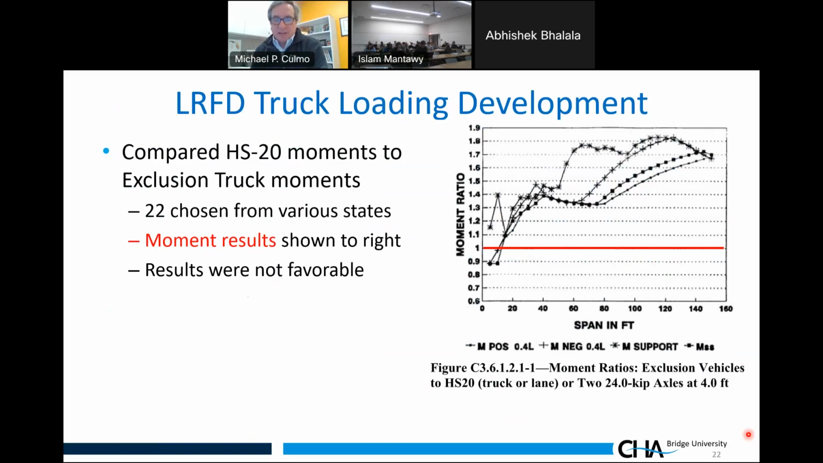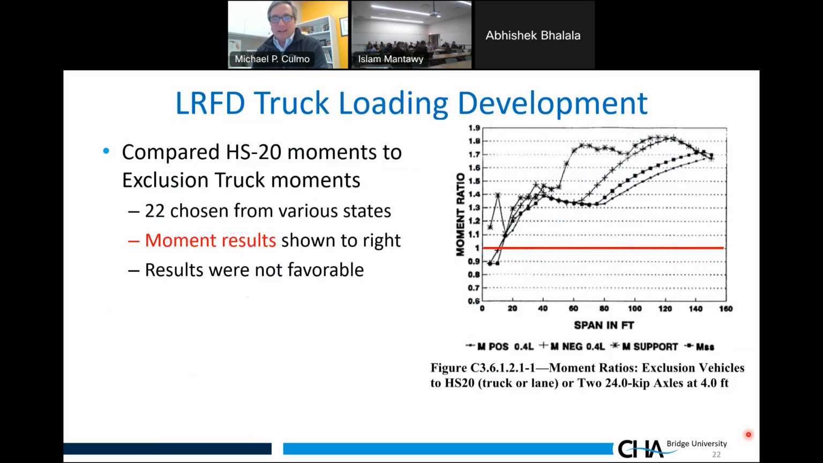And there's several plots here. There's M positive, which is the positive bending moment at 0.4L for a continuous girder. The next one is the negative bending moment at 0.4L. The next one is the bending moment at the support. And the last one is the bending moment for simple span bridges.